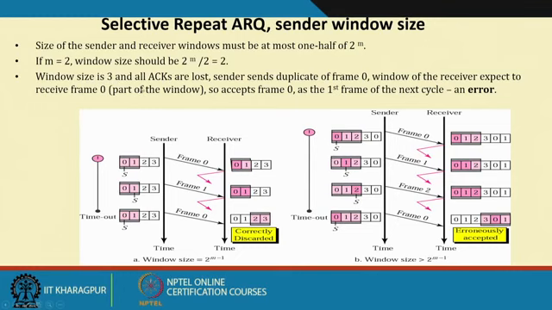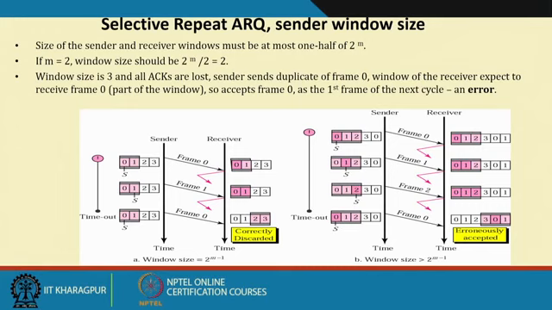So, with window size 3, all acknowledgements lost, the sender sends duplicate frame 0, and the window of the receiver expects frame 0 as part of the window of the next cycle, so it accepts it as the first frame of the next cycle. So, it is an error. It is accepted in an erroneous manner, right.